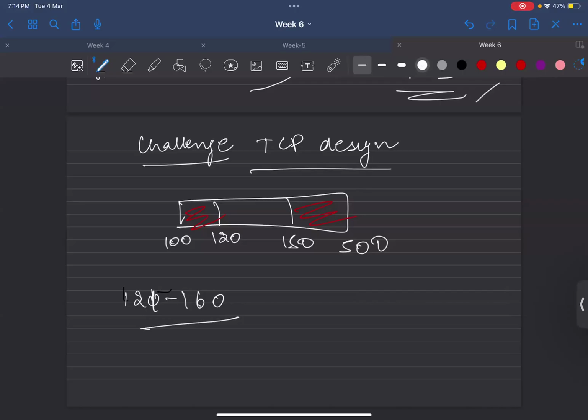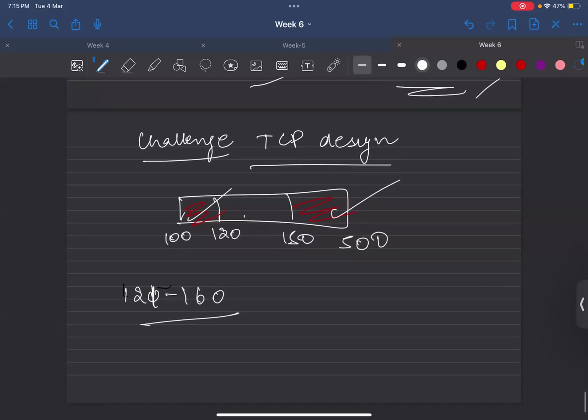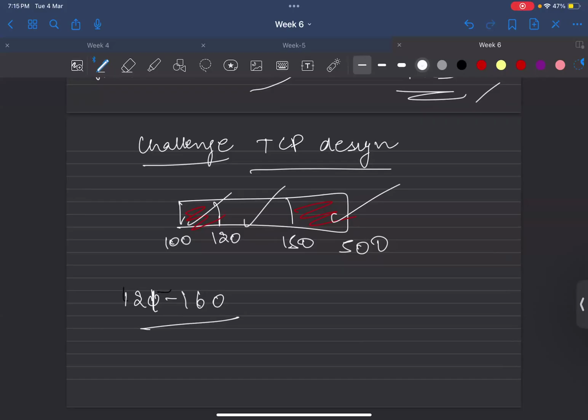So the thing with out of order handling is, I have received this segment, and I have received this segment, and this is not received. So out of order is basically there. That is why the design is somewhat tough here.